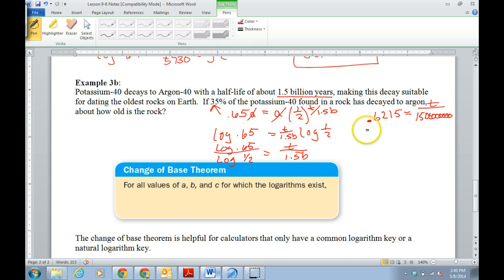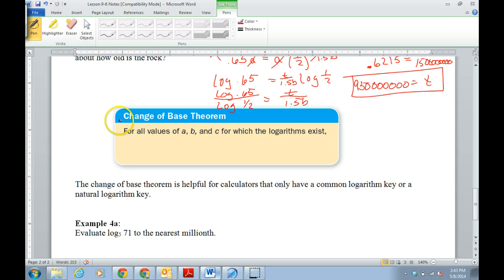Yep, okay, this will be 930 and 6 zeros after that. So about 930 million equals t. So the rocks are about 930 million years old according to this. Wait, no, that's after it's decayed. No, this is how old the rock is.